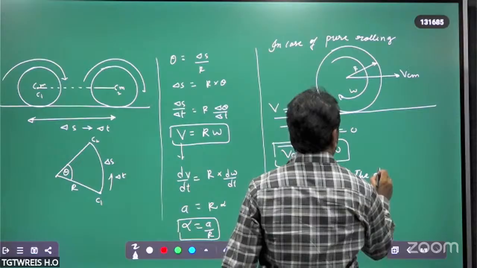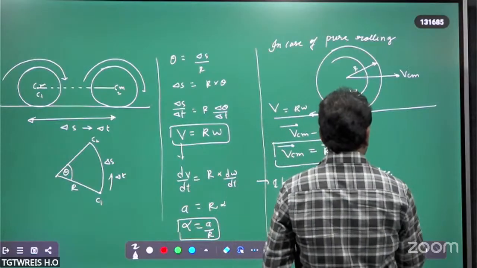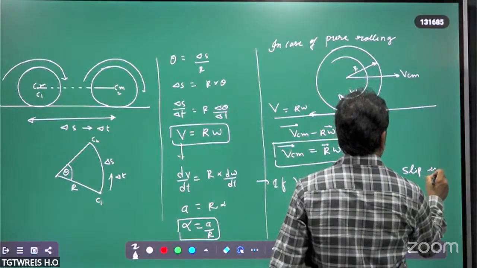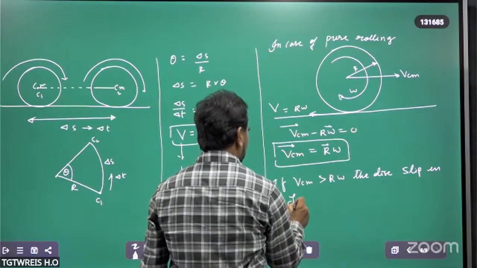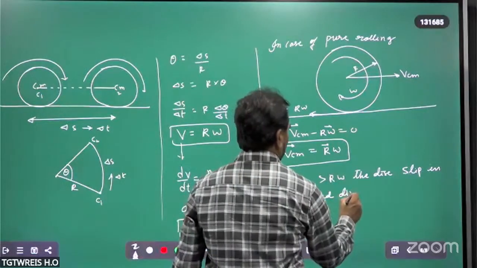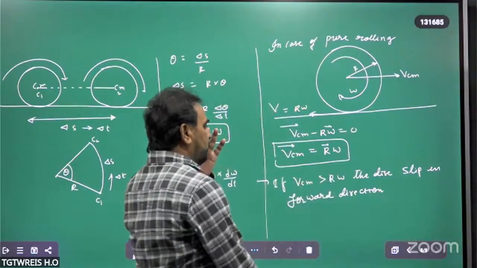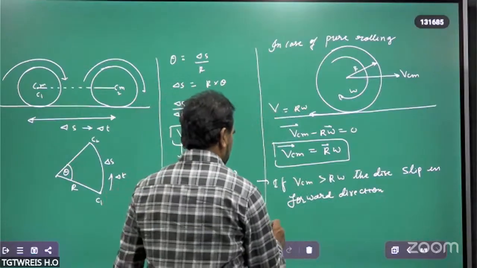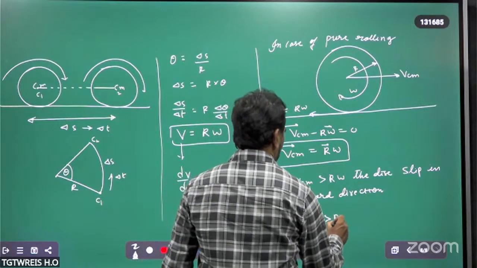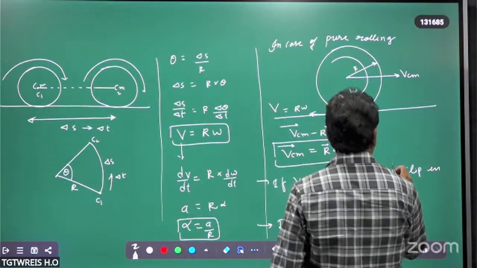The disk could slip in the forward direction. Next, if VCM is greater than r omega, then the disk will slip in the forward direction.